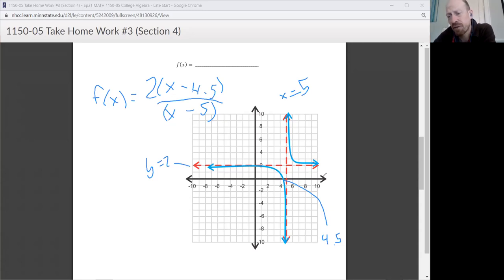So that's how I was expecting people might approach the problem. But a number of people noticed that, hey, this graph actually looks a lot like this graph, which is our 1 over x function.